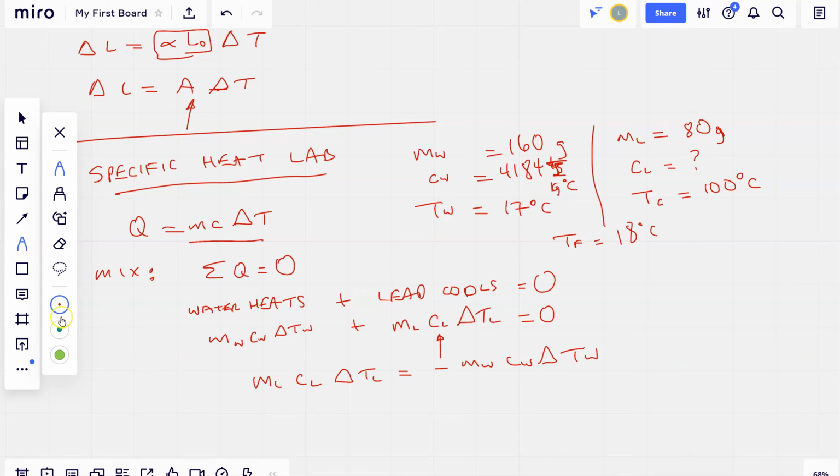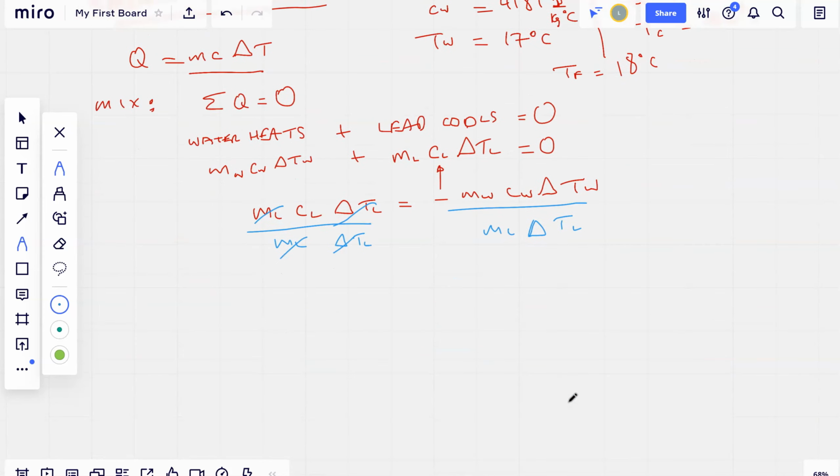And then I can divide both sides by the mass of the lead and the delta T of the lead and get that heat capacity by itself. And that's what we want to put our numbers into, and we've got them all up there. And we do that and we solve. Remember that this change of temperature is always the final minus the initial. So like the final was 18, and the initial for the lead was 100. So I'd want to set it up like that.